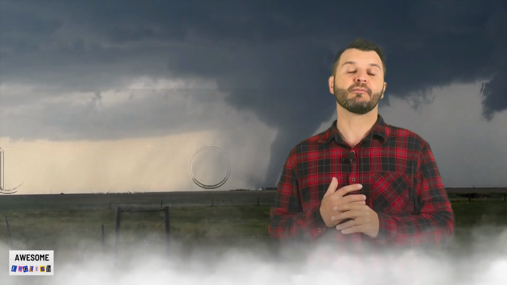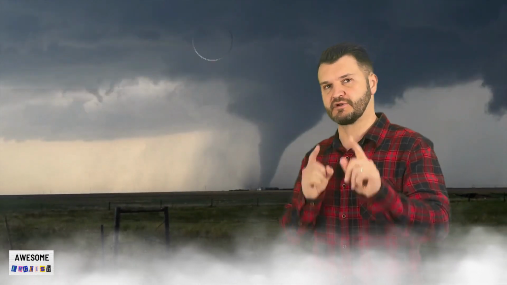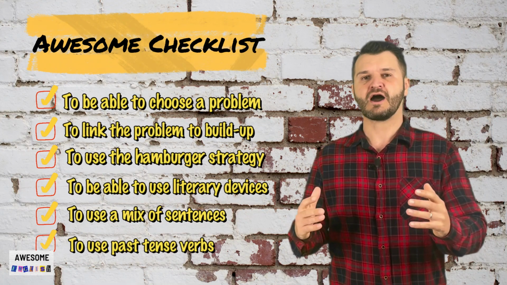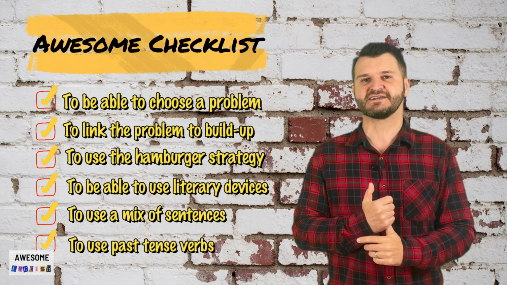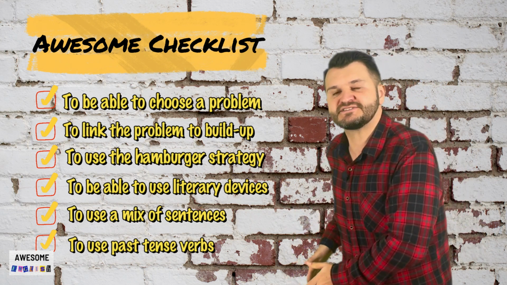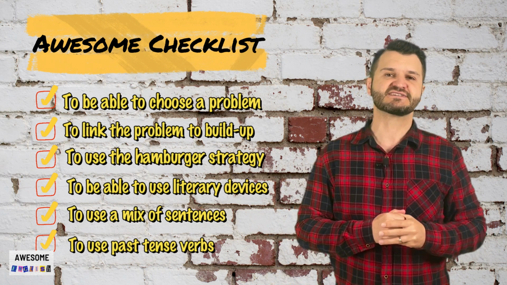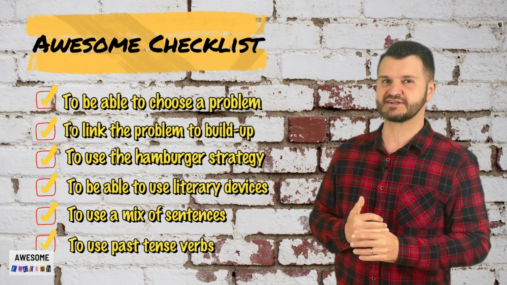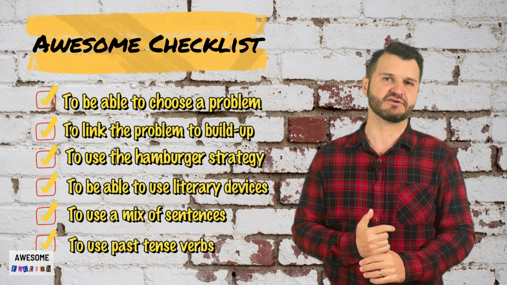So you've used your build-up to create tension. Now it's time to write a really good problem paragraph. Let's get going. All right, welcome to our awesome checklist for today's lesson. This is our roadmap to success. These are the learning objectives we want to achieve by the end of the lesson.